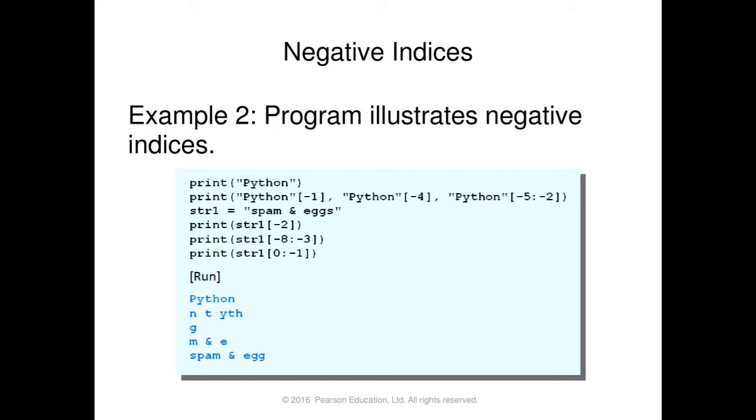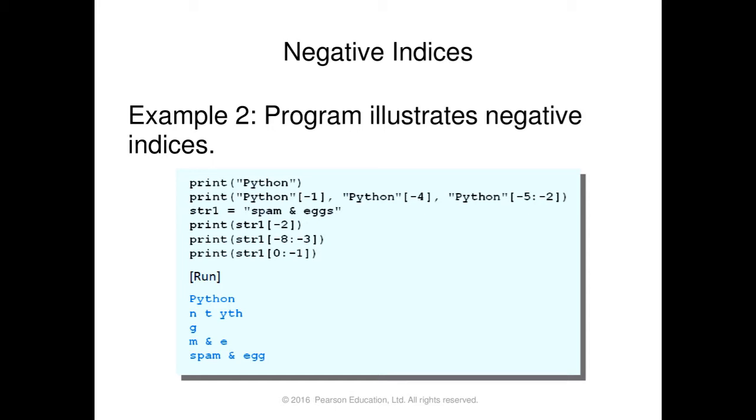Here we provide an example illustrating how to use negative indexing in Python. First of all, the first line of code is just printing out a simple string literal of Python. In the second line of code, we provide 3 different examples of how to use negative index in a string literal. In the first example, we print out the last character of the string literal Python. So basically, that will result in printing out the character n.